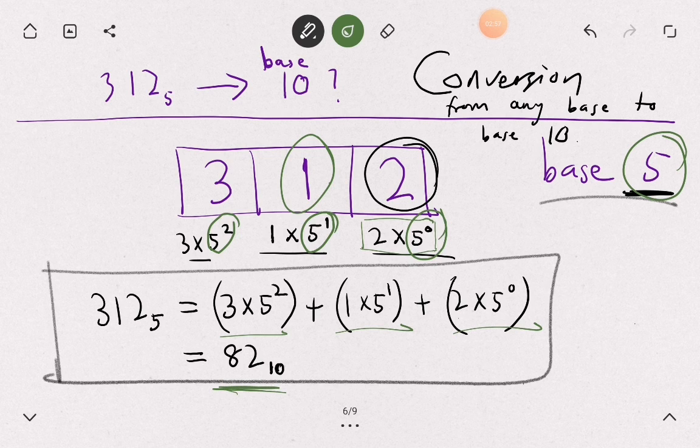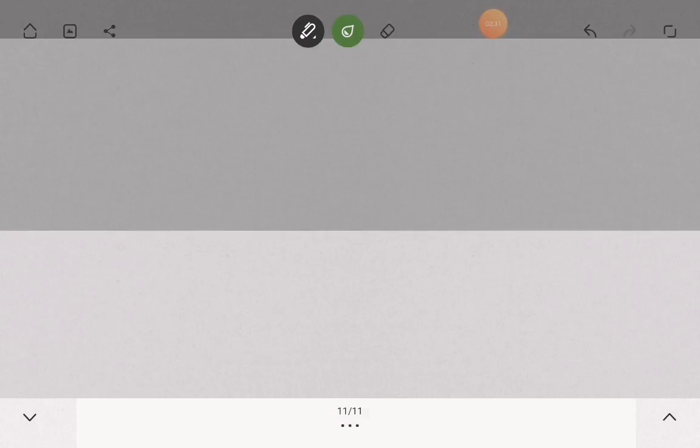So we did this, and then if you change the base, for example, if this 5 changes to 8, then all the multiples will also change. So the first digit you'll multiply with 8 to the power of 0, not 5 to the power of 0, and then the second digit with 8 to the power of 1, third digit with 8 to the power of 2. Then you add them up again, and you'll get a different answer. So this is the conversion from other bases to base 10.